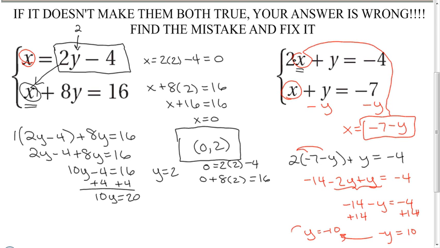So once I've got one value, I want to go back and find the other part, yet I still need x because I'm looking for a point. The easiest place to go is the equation that says x equals.